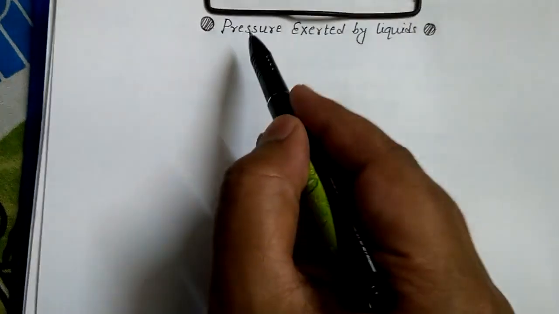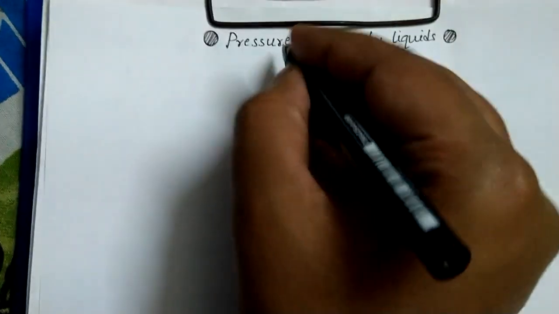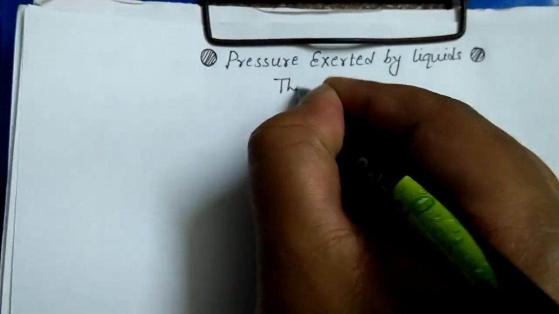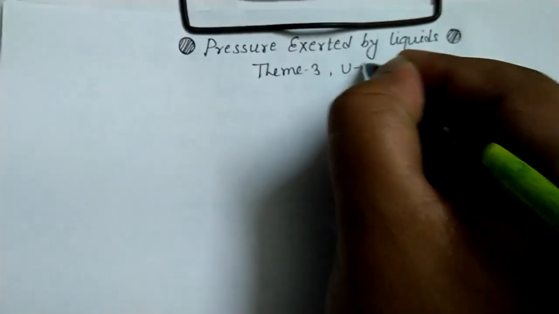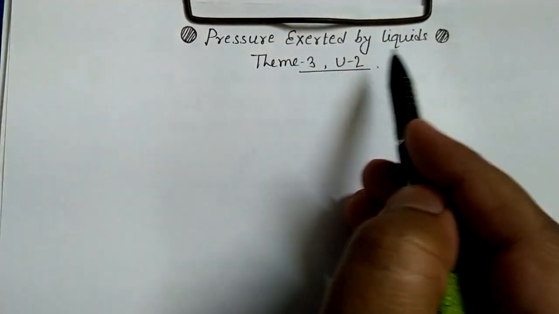Hi all, as you can see, today we shall start pressure exerted by liquid. This is the lesson of class 8, theme 3, and this is of unit 2. So pressure exerted by liquid, from the name you can imagine what the topic of that chapter is.